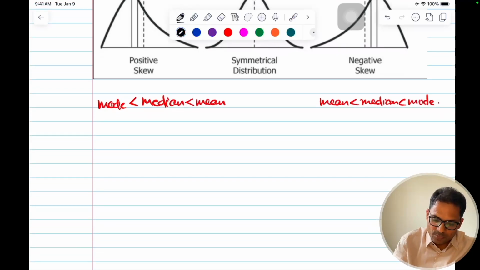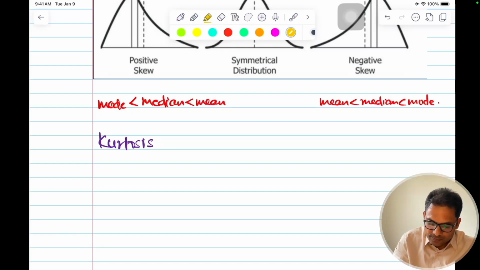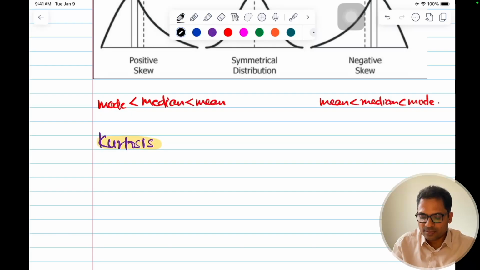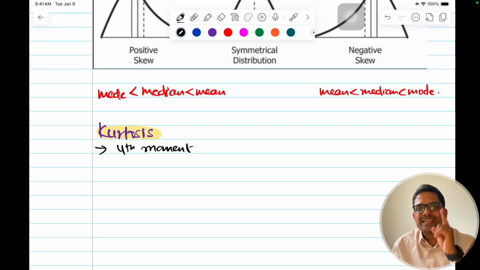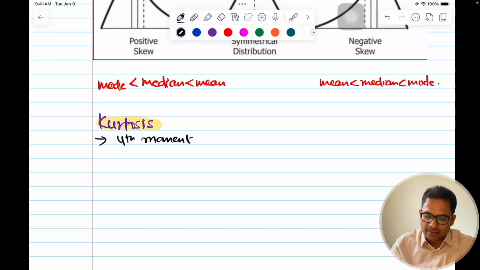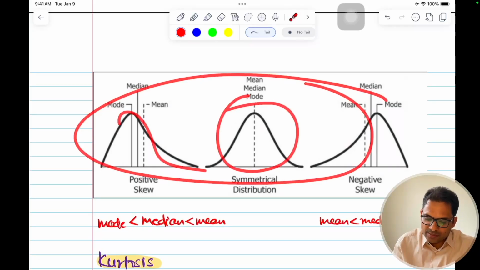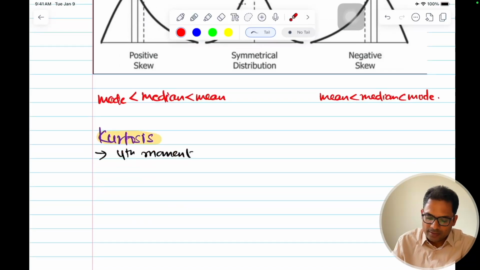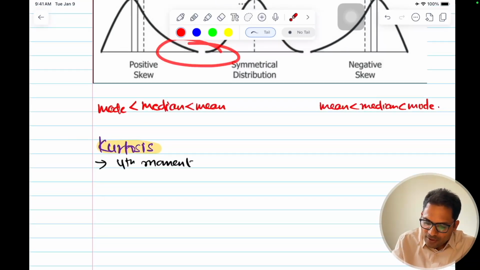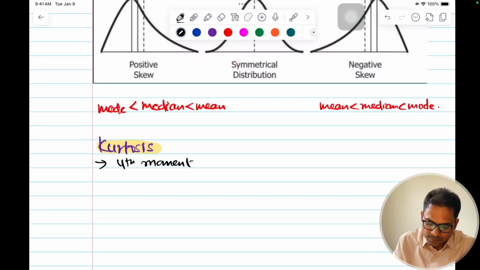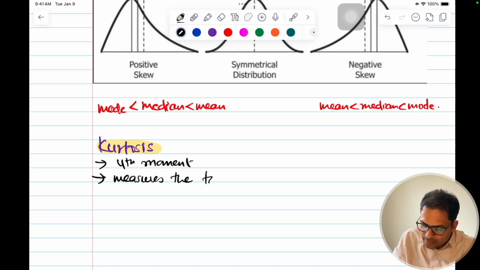Next one, kurtosis, very important. The name may seem a bit odd, but the concept, if you understand, this is the fourth moment. First moment is mean, second is variance, third is skewness, and fourth is kurtosis. Kurtosis measures the tailedness. Skewness measures whether data is symmetric or asymmetric, and on which side. This fourth moment measures the tailedness, how fat or thin the tail is, of the data distribution.